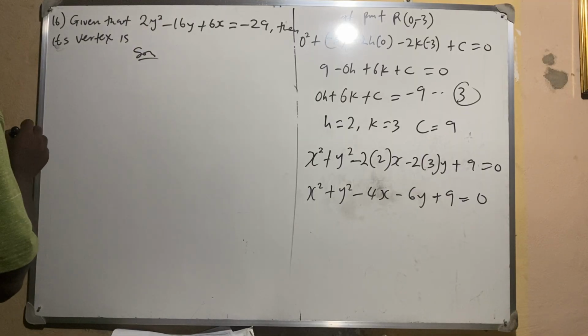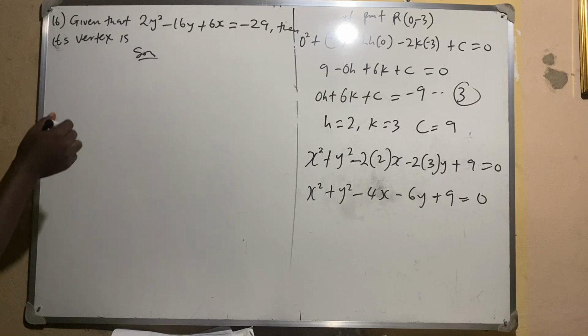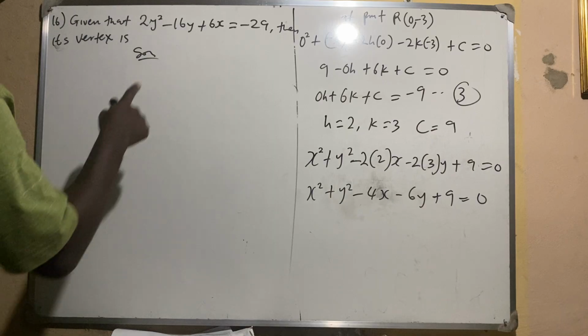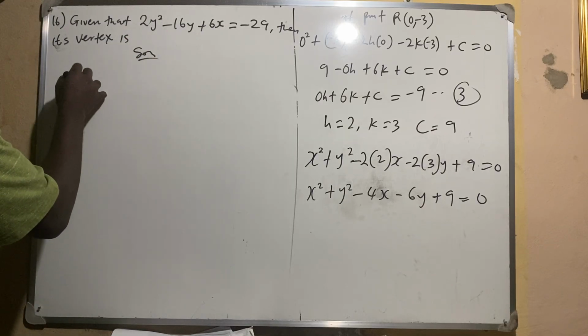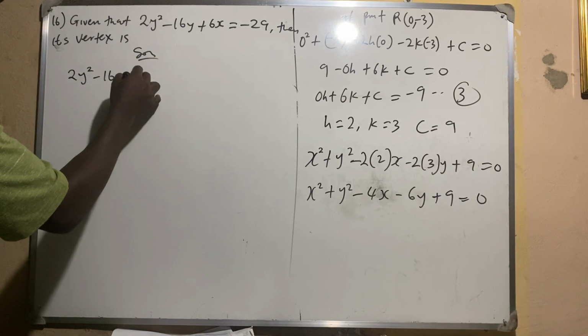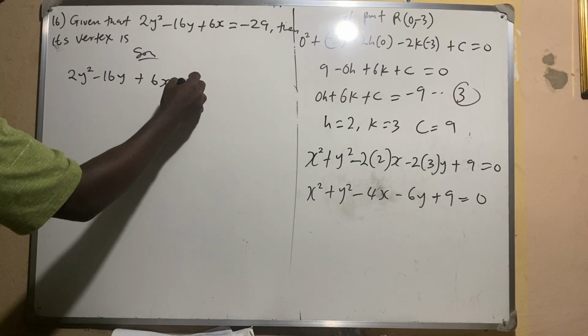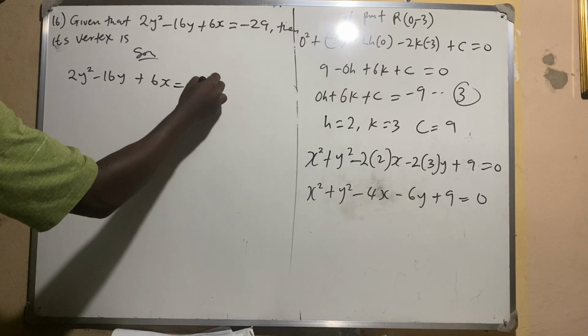Okay, so having this now, so what do we do? Let us solve it. We want to find the vertex, and don't forget that the vertex of a parabola is the center, which is the midpoint. That is what? h and k. We need our h and k. So let us solve. I have 2y squared minus 16y plus 6x is equal to minus 29.